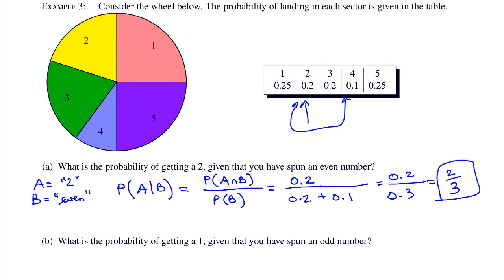But here it is. There's a 4 and there's a 2. You spin the wheel. You were told that it's an even number. Knowing that it's an even number, what are the probabilities of getting the 2 versus getting the 4? The sector that is a 2 is twice as large as the sector of a 4. So it's 2 to 3. 2/3 chance.